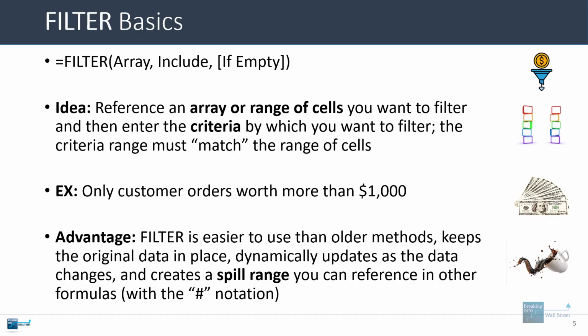You could do things like this in older versions of Excel before filter existed, but it was much harder. Filter is nice because it's easier to use, it keeps the original data in place, it updates as the data changes, and it creates a spill range that you can reference with other formulas. You will see this if you try to reference one of these ranges, you'll see a pound symbol after it, which means that you're dealing with a spill range.